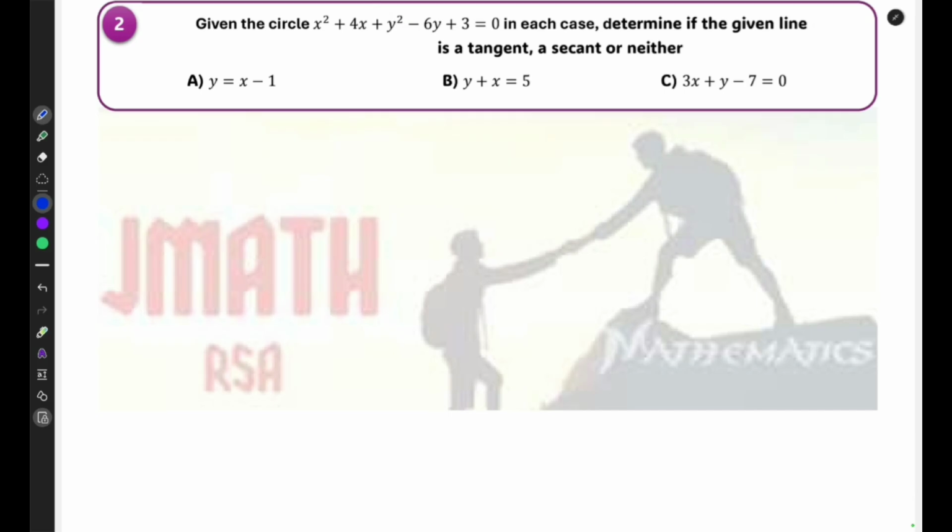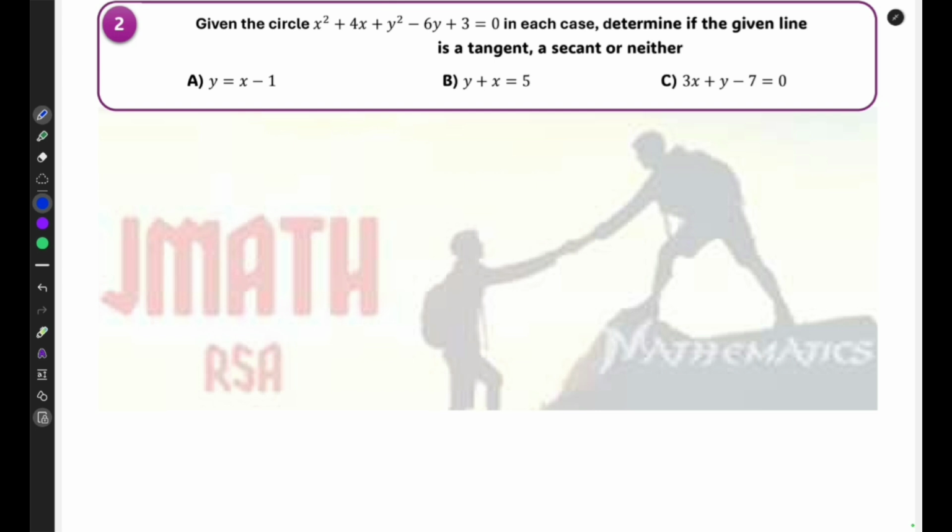Question 2, given this circle, in each case determine if the given line is a tangent, a secant, or neither. Once again, I'm just going to follow the same steps. You can write the circle into standard form and then sub in, or you can just sub in straight away. I think it's going to be big sums either way you do it, but it's really your choice.